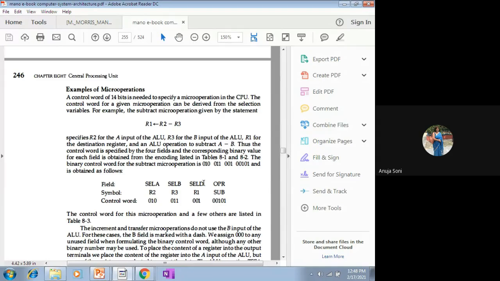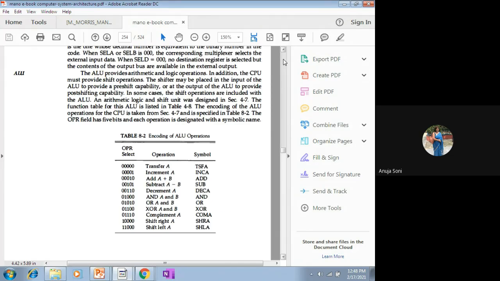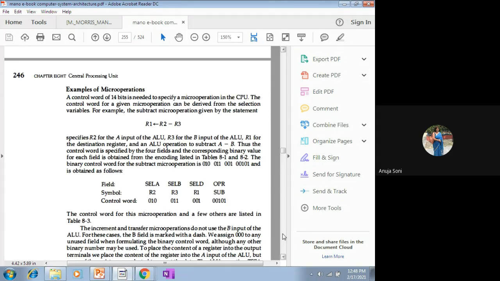और OPR सब्ट्रैक्शन क्या होगा? यू हैव टू गो बाय दैट टेबल कि सब्ट्रैक्शन का क्या गिवन है ऊपर इन द टेबल. You can come here, you can find out subtract operation का क्या given है. 0 0 1 0 1 from the table itself. You have to make use of this value. So ultimately this value will become as the final value of your control word.